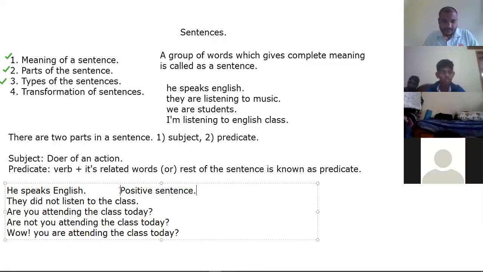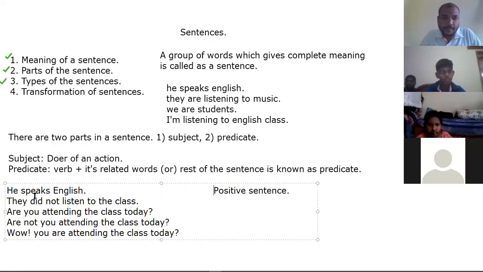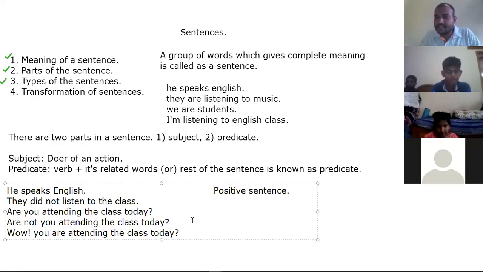Not understood, sir. Yeah, I'll tell you. So here, he speaks English means he is speaking English. Is there any negative word? Right? There is no negative word. Say yes or no? Yes. Right? So can we call it a positive sentence? Positive. There is no negative word, right? Yes or no? Let me tell you first, what is the negative word here?